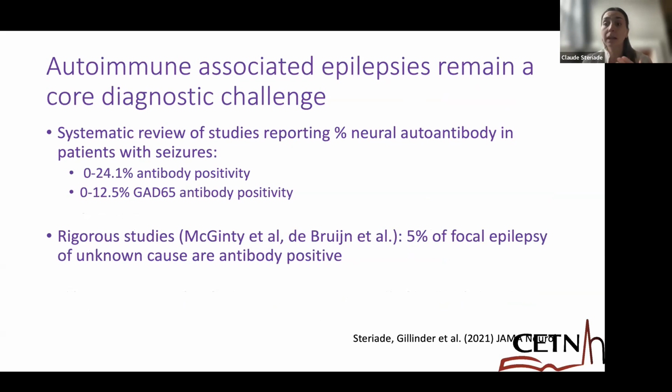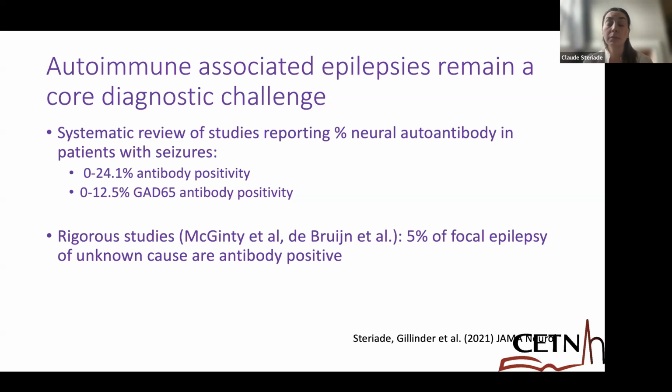And so that question's been asked by multiple groups. So how often is it that a patient who's walking, talking, happens to have chronic seizures, actually has an autoimmune problem? And the way that that's been defined has been the presence of an antineuronal antibody. And so we did a systematic review where we looked at how often patients with epilepsy have an antineuronal antibody. There was such variability in the frequency reported. You can see here anywhere from 0 to 24%.